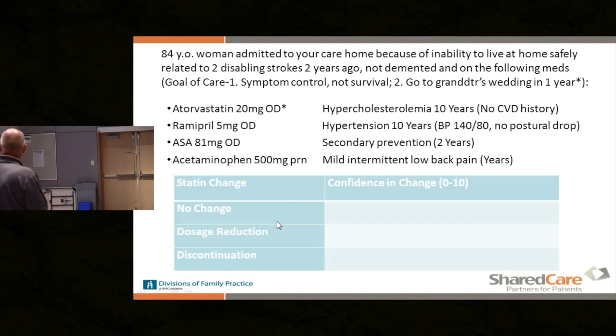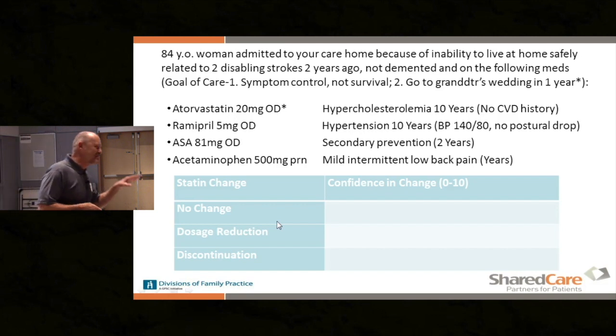That's right. I would ask if she was on the atorvastatin when she had the 2 strokes. Well, she was, because this has been on for 10 years. Well, no, it doesn't say, it just said hypercholesterolemia. Oh, well, that would be the case. But I think if she had the 2 strokes while on the atorvastatin, in this scenario, I would say, well, this is highly unlikely that it did any good whatsoever. I'd say something like that, yes.